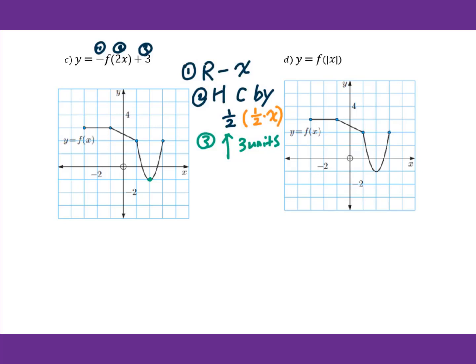Then for all these 5 critical points on the monster graph, we will do this transformation. Reflect across x here, these points. Then horizontally compressed by a factor of 1 over 2, which means your x coordinates, that's negative 3 divided by 2, you will get the negative 1.5. Then go up 3, 1, 2, 3. So go here.